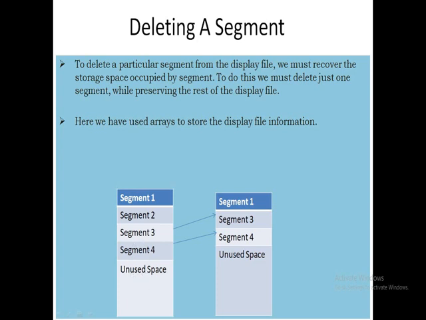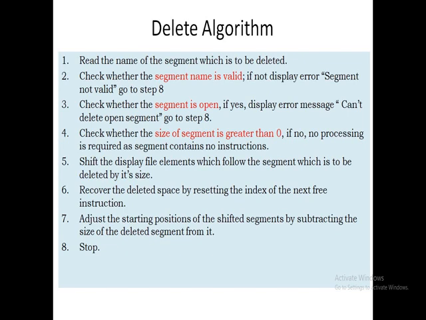So in this, we take all display file instructions entered after the segment which we are deleting, which was closed, and move them up in the display file so that they lie on top of the deleted segment. Okay, so this is the scenario before deleting segment number 2, and this is the scenario after deleting segment number 2. Since we are using arrays, this is going to be easy. Now there are certain rules we must adhere to while deleting a segment. There is a total algorithm for deleting a segment, which we call the delete algorithm.